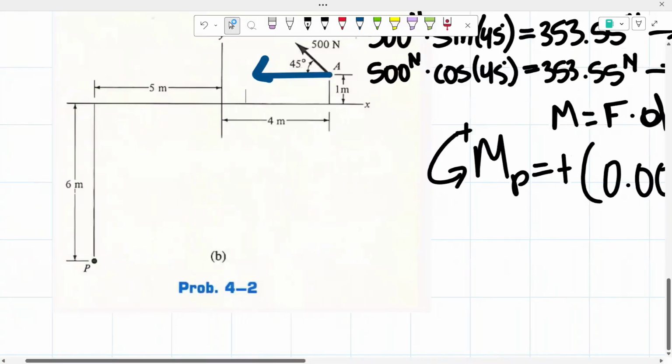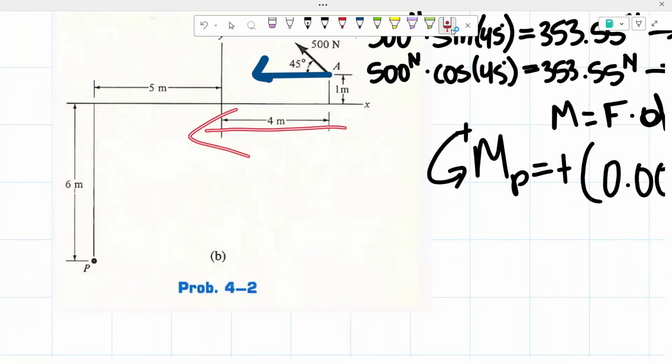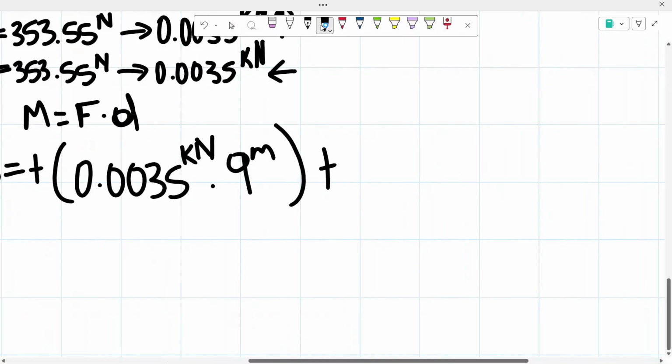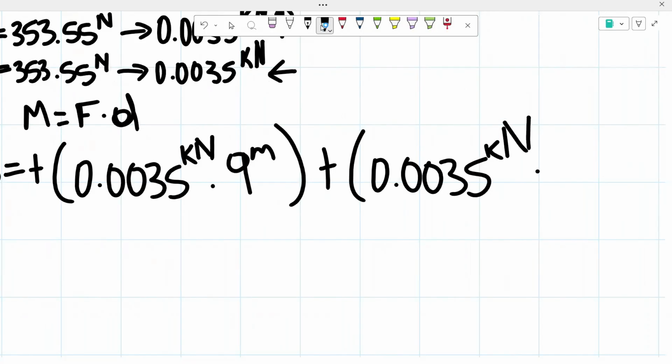Now we have to figure out if that's going to be creating a positive or a negative moment. So this is a force that's going to the left, right? If we were to apply a force going to the left on P, we know that that's going to be creating, once again, a positive moment. If it was going to the right, you could see that that would have been creating a clockwise moment. That would have been negative. But since it's going to the left, that's creating a counterclockwise moment. So once again, it's going to be positive. Our force is the 0.0035 kilonewtons. And we said our distance is equal to the 7 meters.